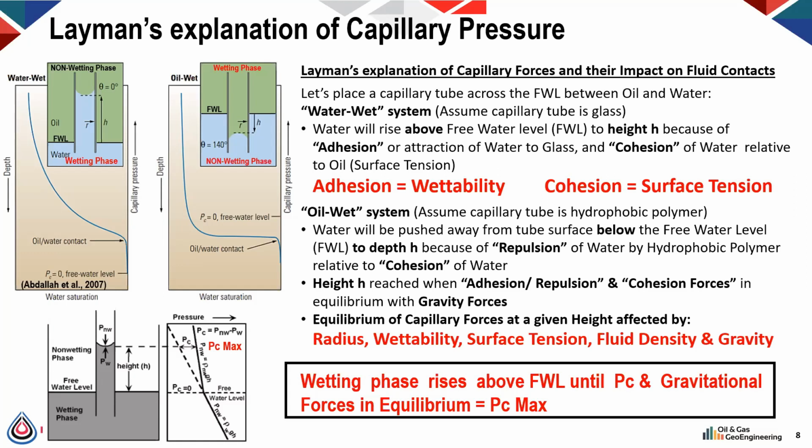Now, the height to which it goes, as we say, depends very much on the radius, and it can only go to a certain height, at which point you have an equilibrium between the adhesion, the cohesion, and gravity. Okay, so how high it goes depends very much on the radius of your tubes, the wettability of the tubes, the surface tension, and of course the fluid density or the contrast, and of course ultimately gravity. When all this is in equilibrium, your water will rise to that certain height.